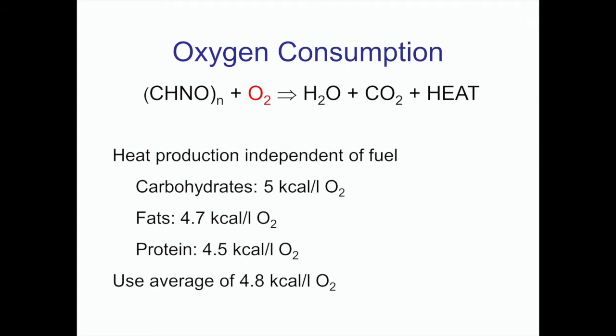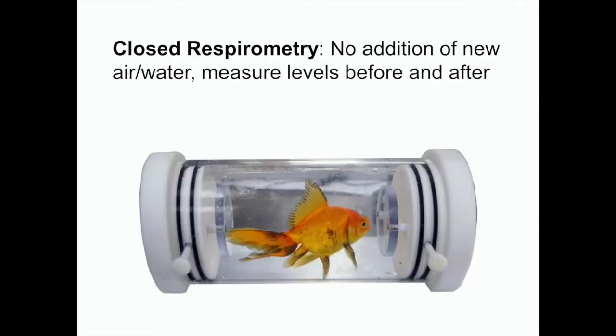This method works because the amount of heat produced per liter of oxygen consumed is roughly constant, regardless of the fuel being used. For example, carbohydrates produce about 5 kilocalories of energy per liter of oxygen. Fats produce about 4.7, proteins about 4.5. So because these are also similar, we can use an average of about 4.8 kilocalories of energy produced for every liter of oxygen consumed. There are two main paradigms for measuring oxygen consumption.